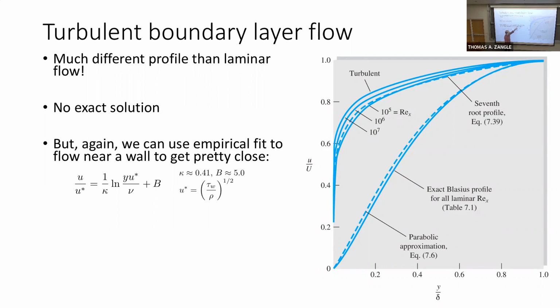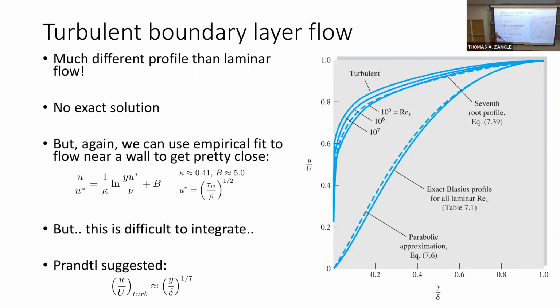So we can use an empirical fit to the flow, what's called the law of the wall. We saw this in chapter 6. This is what we use to develop or approximate the velocity profile for turbulent internal flow in chapter 6. And we can use this to get pretty close. But this equation can be a little bit difficult to integrate, like all of our factors, like our momentum integral estimates was in terms of an integral of the velocity profile. And this is a little bit difficult to integrate.